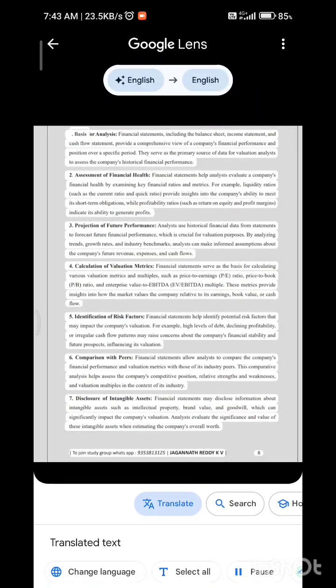1. Basis for analysis. Financial statements, including the balance sheet, income statement, and cash flow statement, provide a comprehensive view of a company's financial performance and position over a specific period. They serve as the primary source of data for valuation analysts to assess the company's historical financial performance.